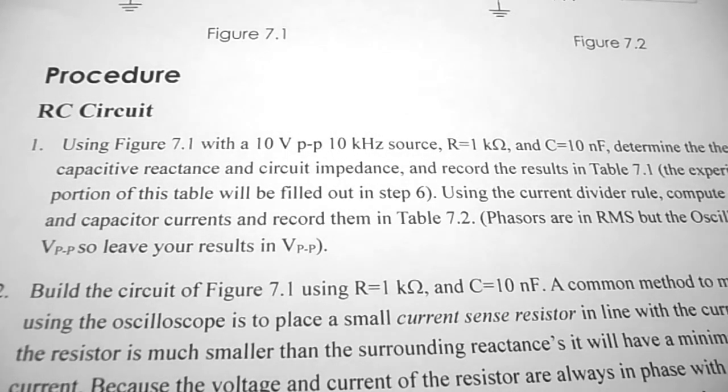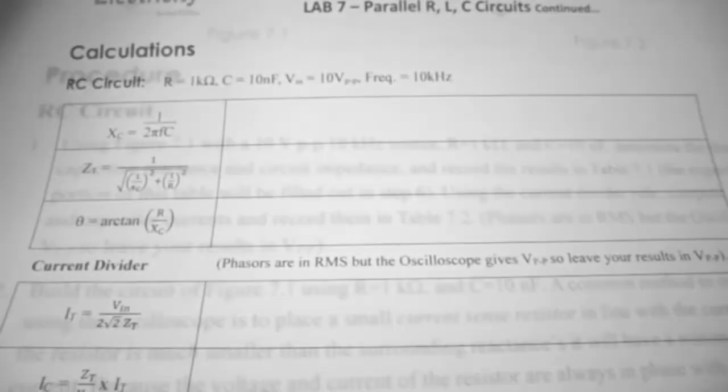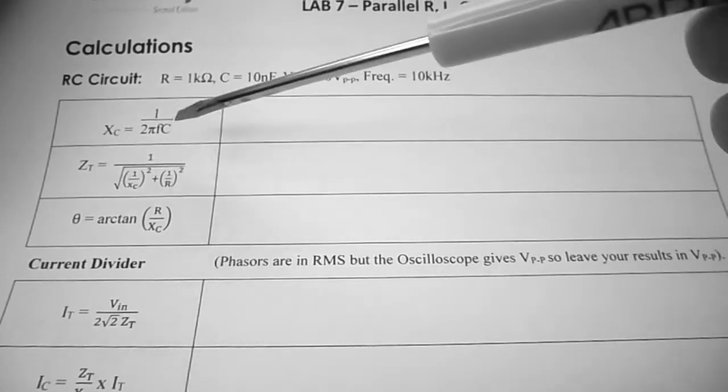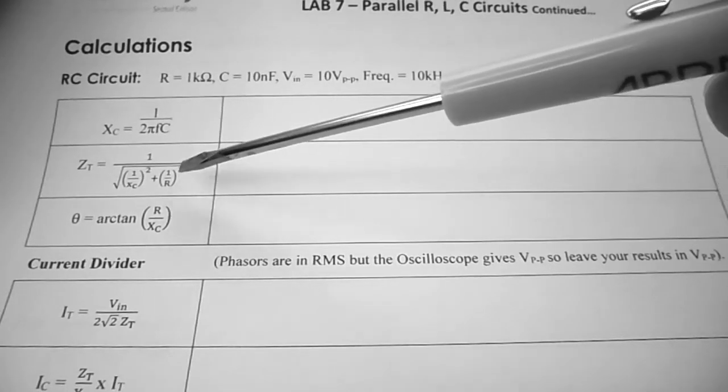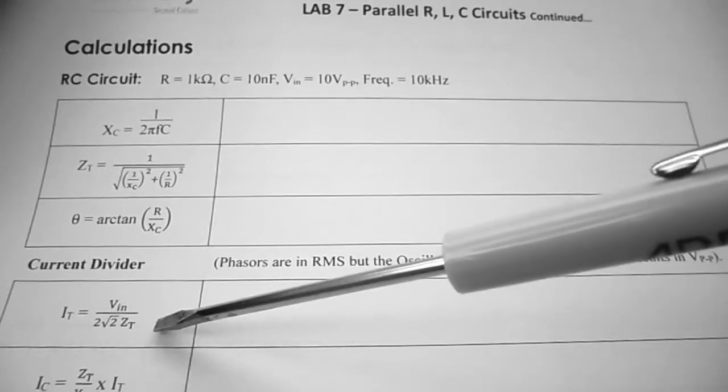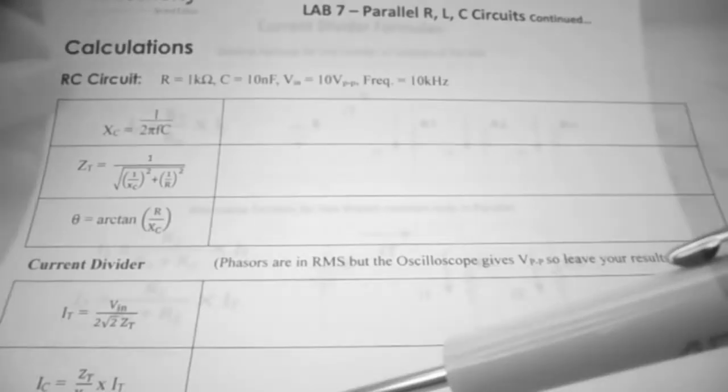We're going to be using the current divider rule to compute the resistor and capacitor currents and record those in table 7.2. Just keep in mind, phasors are in RMS, but the oscilloscope gives volts peak to peak, so it's best to leave your results in volts peak to peak. I've given you 2 pages to fill in your calculations, and I've given you the formulas for XC, Z, and the phase angle, and the current divider rule for IT, IC, and IR.